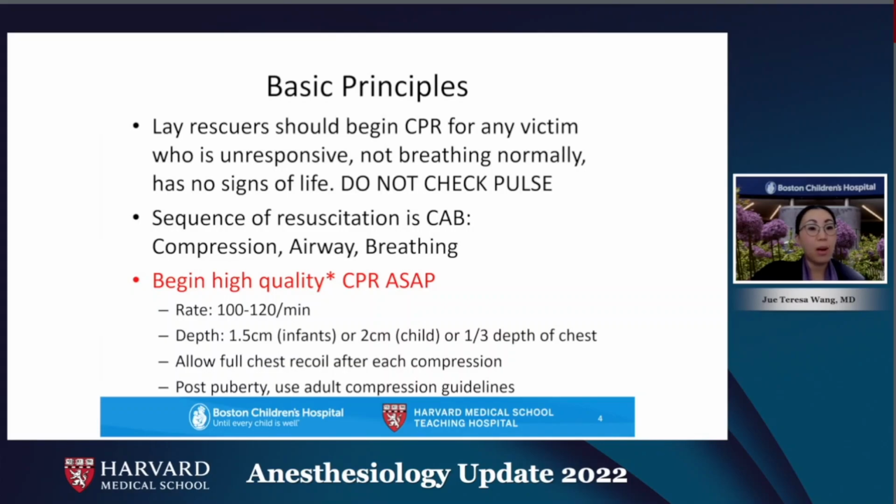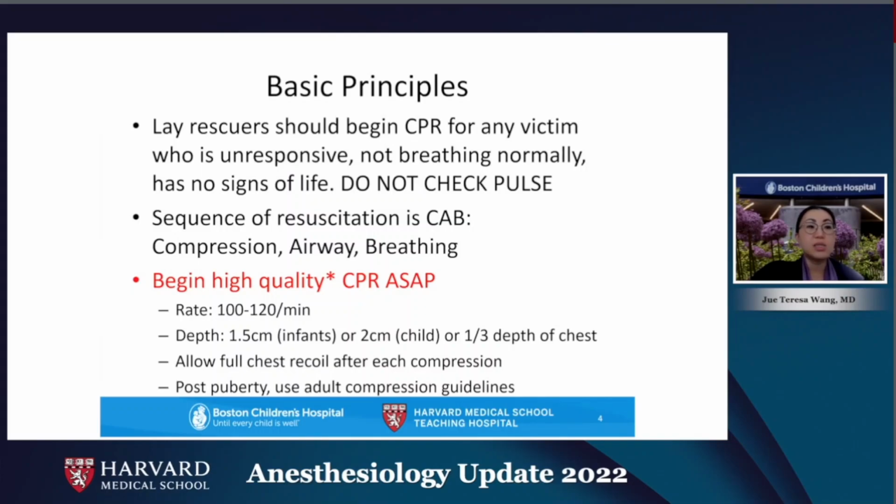This means about 1.5 centimeters in infants, and those are children less than 1 year of age, or 2 centimeters in a child, which is defined as between 1 year of age until puberty. Or generally, as a rule of thumb, give compressions 1/3 the depth of the patient's chest. Optimal chest compression rate is 100 to 120 per minute.